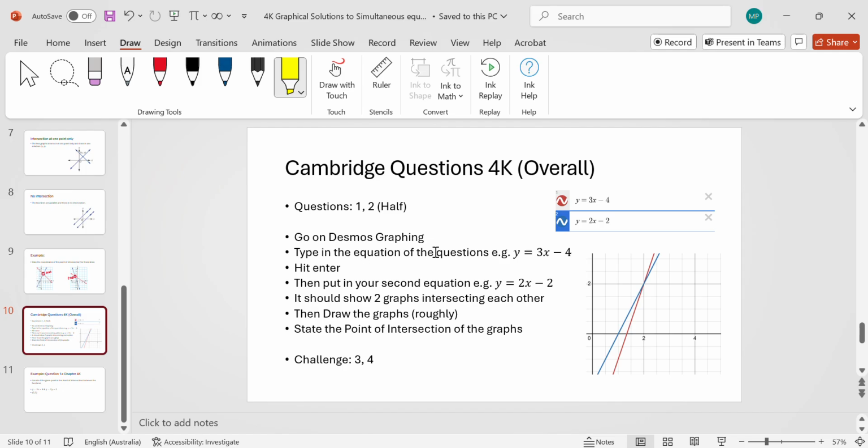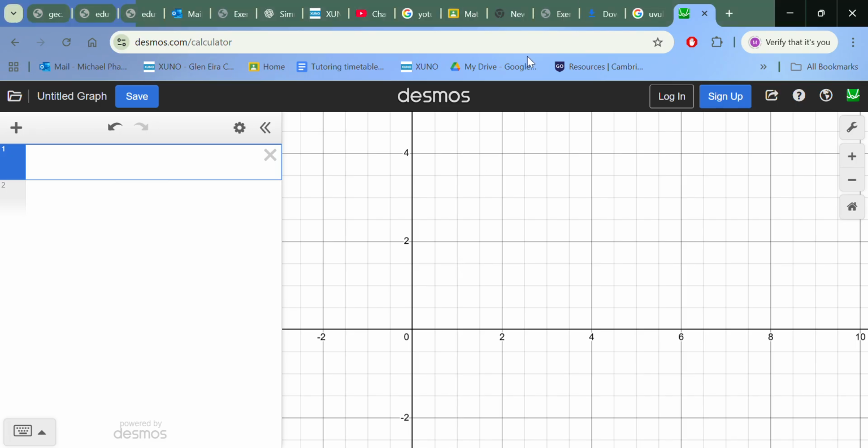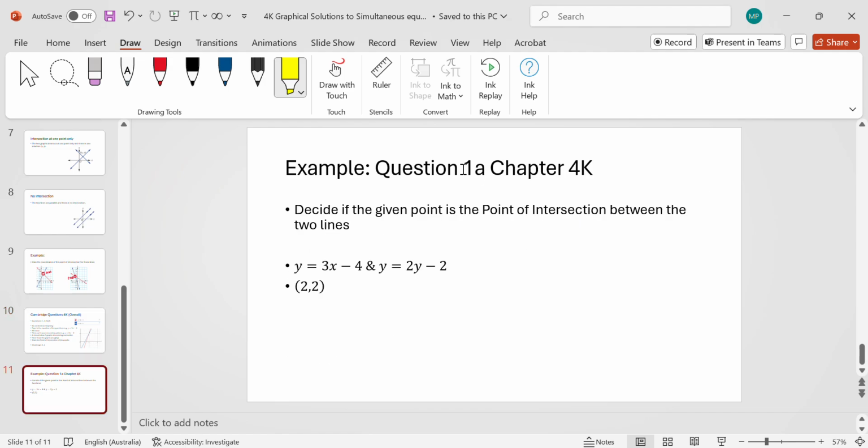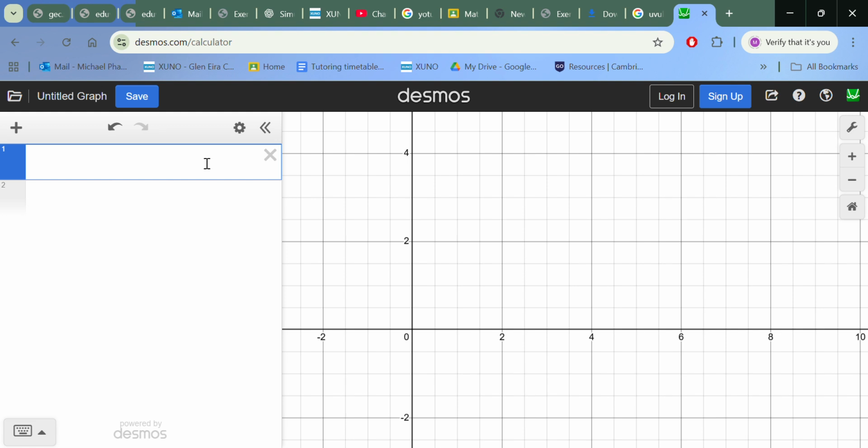Now, you are to type in the equation based on the question they give you. So what I'm doing is question 1a of chapter 4K right now. So I'll just type this in. Y equals 3x minus 4. So I'm going to type it in exactly like that. Y equals 3x minus 4. Just like that. And you will see that there's a line that just pops out of nowhere, okay?